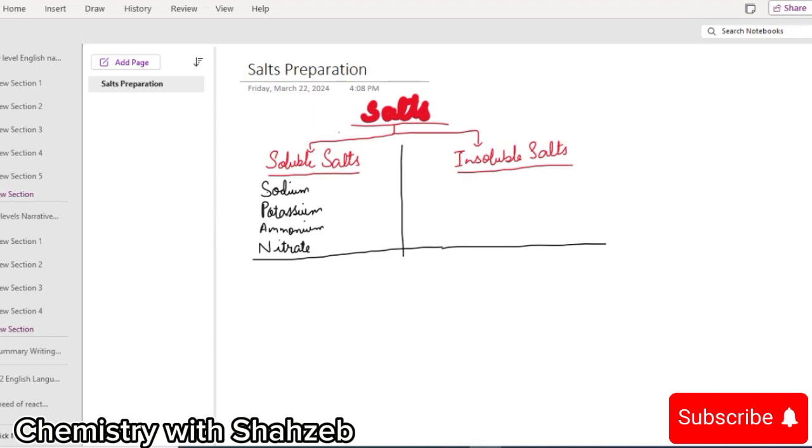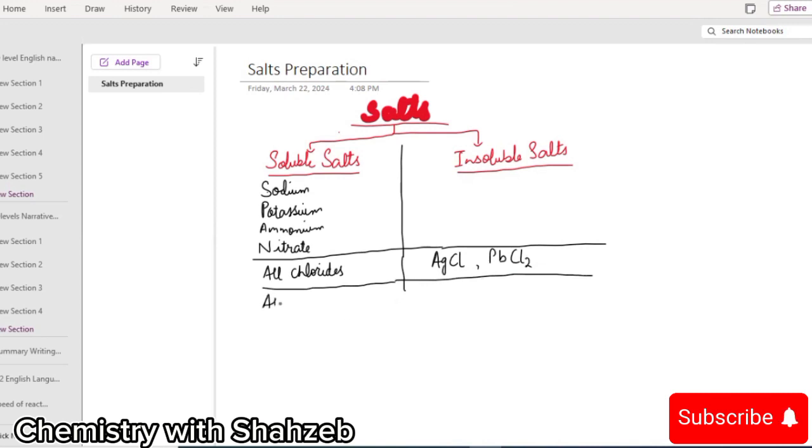All of the sodium salts are soluble, all of the potassium salts are soluble, all of the ammonium salts are soluble, all of the nitrate salts are soluble. Let's move further. All chlorides are soluble, but there are some exceptions: silver chloride, which is an insoluble salt, and lead chloride, which is also insoluble. So there are only two insoluble chlorides. All other chlorides are soluble in water.